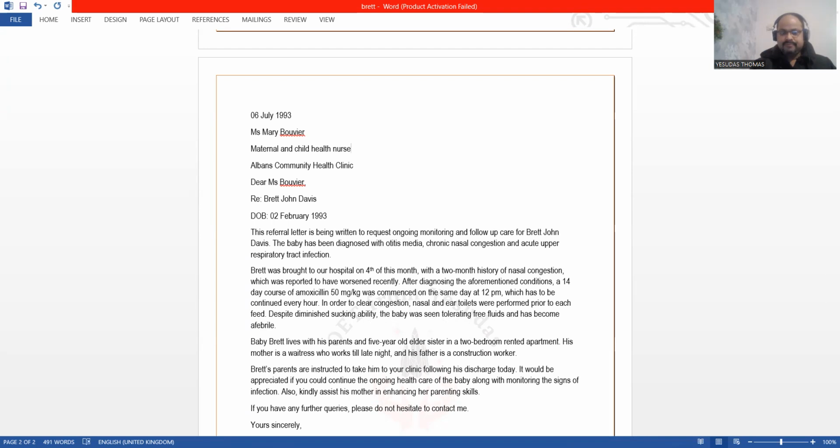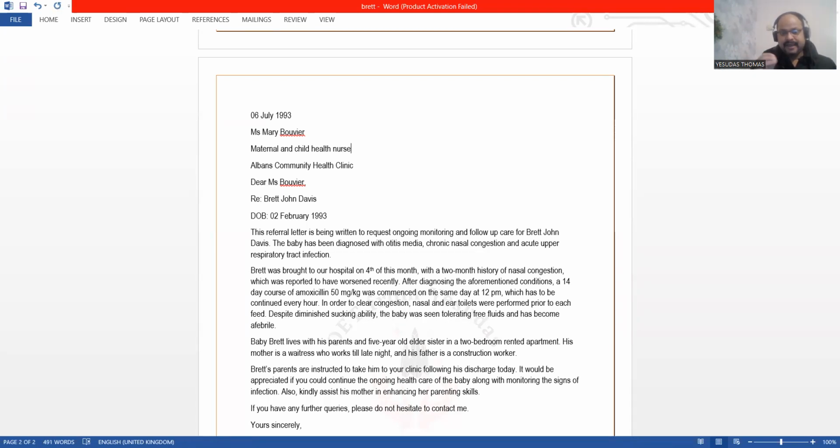So that said, we have gone towards the last paragraph. Brett's parents are instructed to take him to your clinic following his discharge today. So that too is very clearly written there. It would be appreciated if you could continue the ongoing care of the baby along with monitoring the signs of infection. So that's it. We don't have anything more on ongoing healthcare. That is the antibiotic, nasal and ear toilets, and whatever it is. So whatever is going, you just carry on.